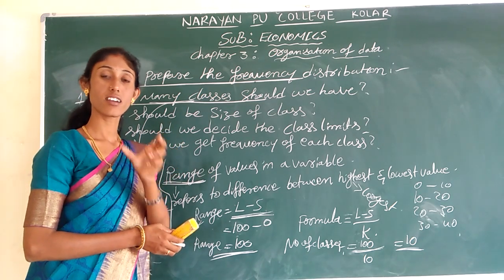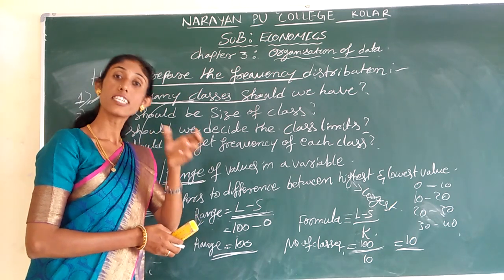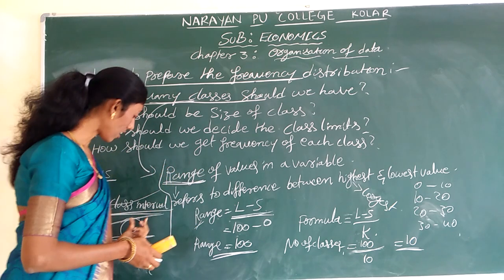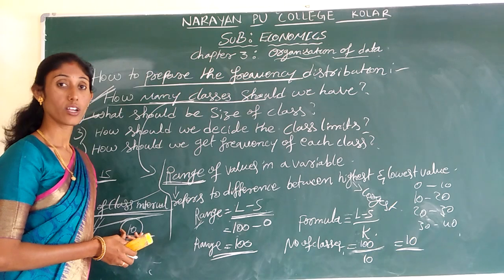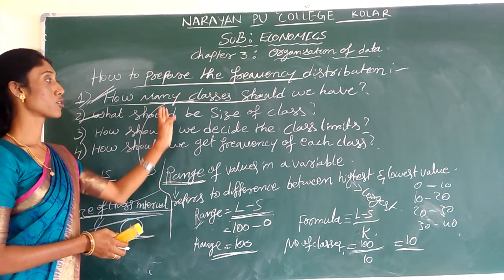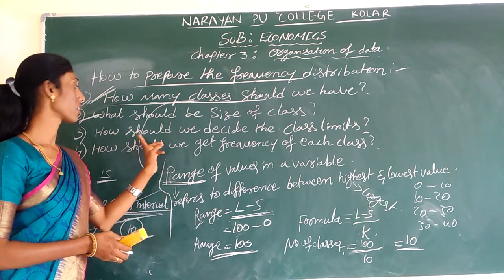Each class size is nothing but what we call the class interval. Size is nothing but class interval. Here we have already decided the class interval is 10 and the number of classes is also 10. Have you got it? And the first two questions have been satisfied. Now we will move to the third question.